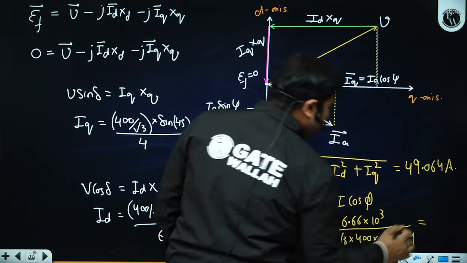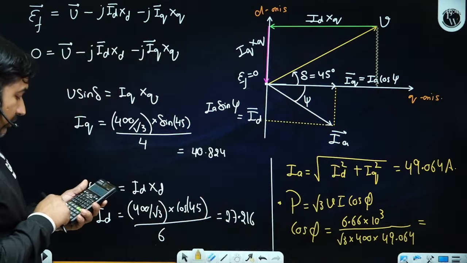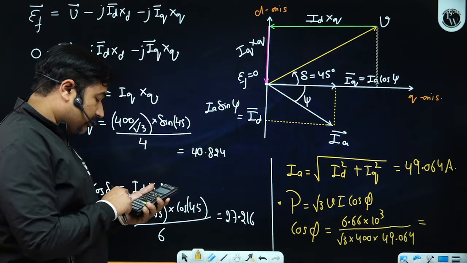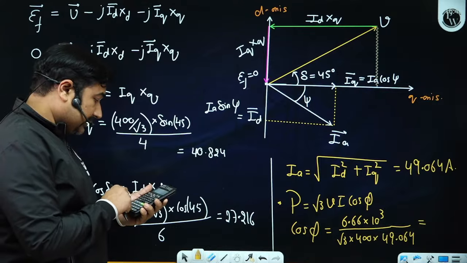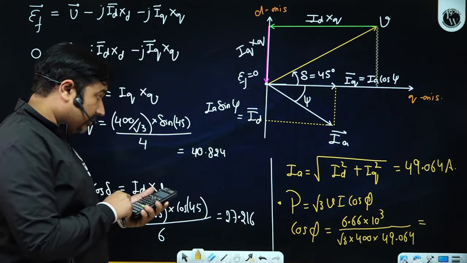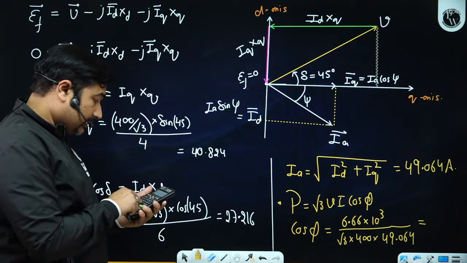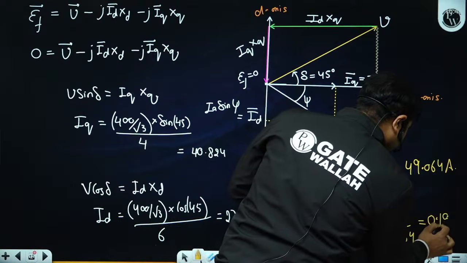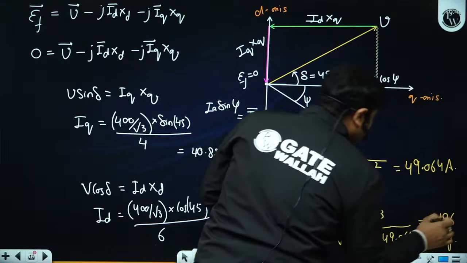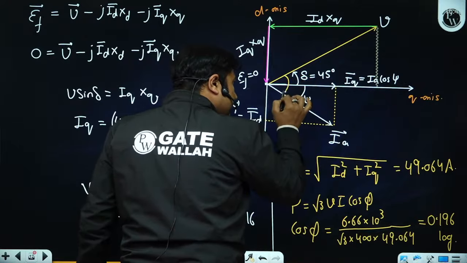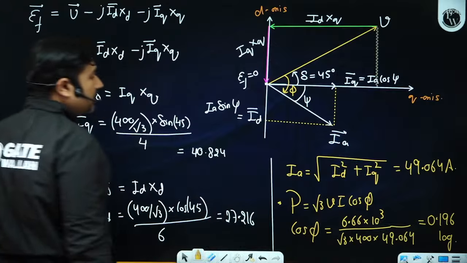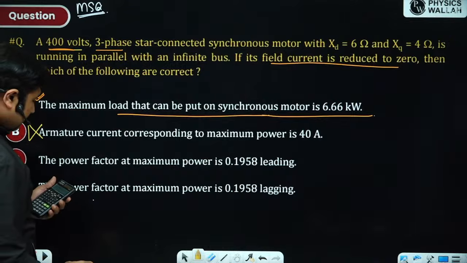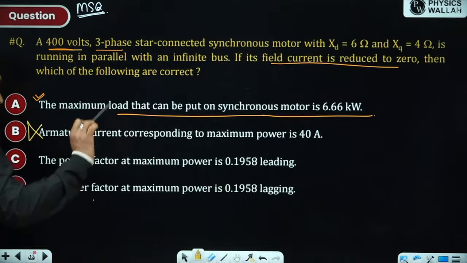which we have calculated as 49.064. Okay. So, 400 into root 3, 6.66 into 10 to the power of 3 divided by the answer. So, this will be 0.196 lag only. Why lag? We are easily able to see the power factor is lagging from the terminal voltage. Is it okay? So, lag only, 0.196. So, option number D is correct.